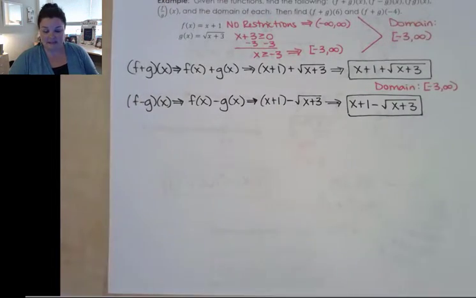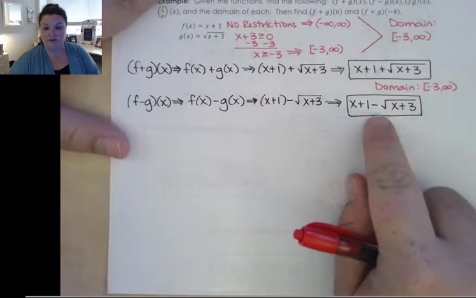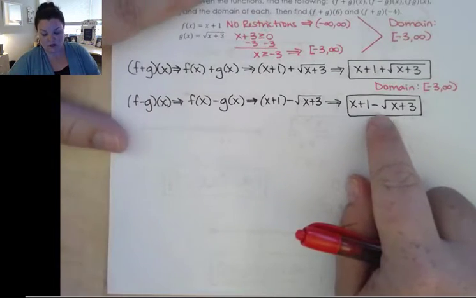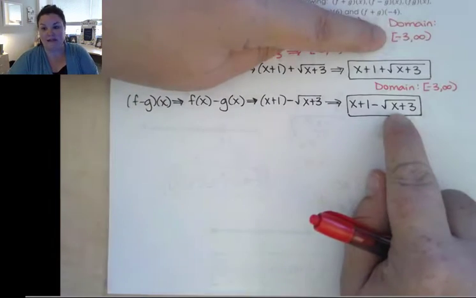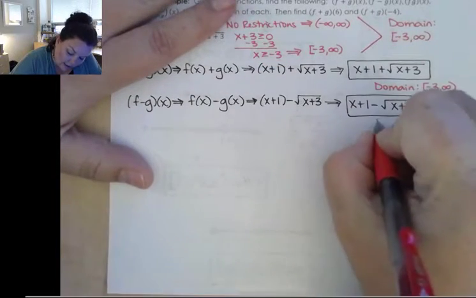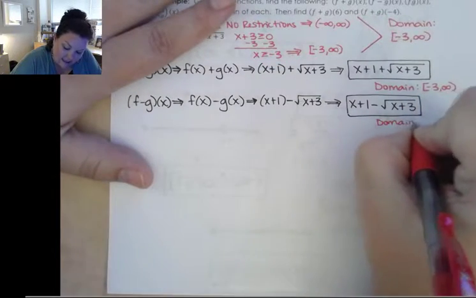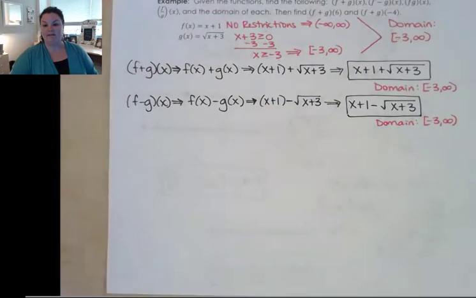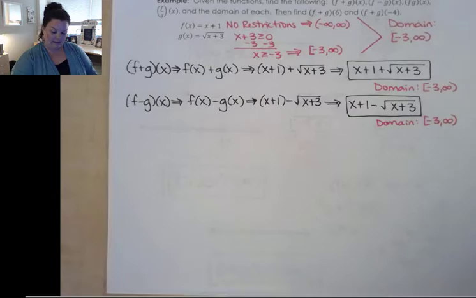And again, I ask myself, did I acquire any new domain restrictions? Do I have any new denominators? Nope. Do I have any more even root radicals? Well, I do, but it's the one we've already accounted for. So here again, my domain stays the same, -3 to infinity, that we originally found. Okay? All right, let's keep going.